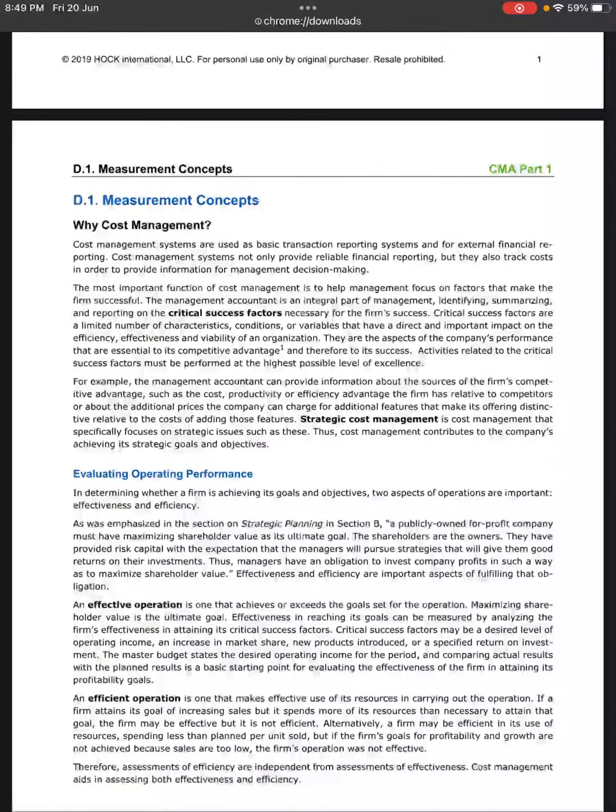Thus, cost management contributes to the company's achieving strategic goals and objectives. Right? Cost management contributes to companies achieving strategic goals and objectives.